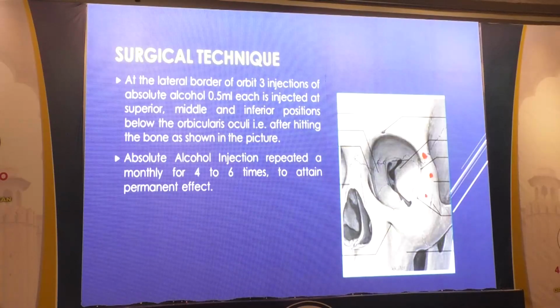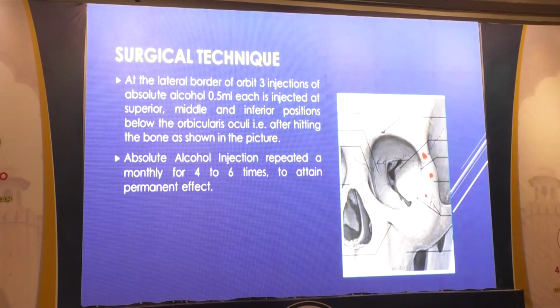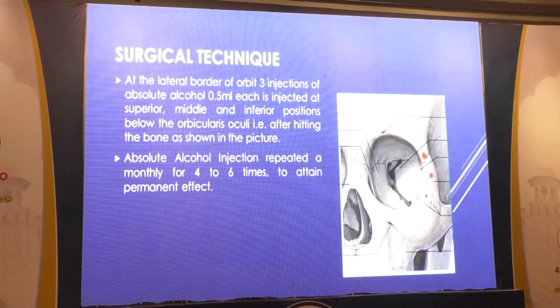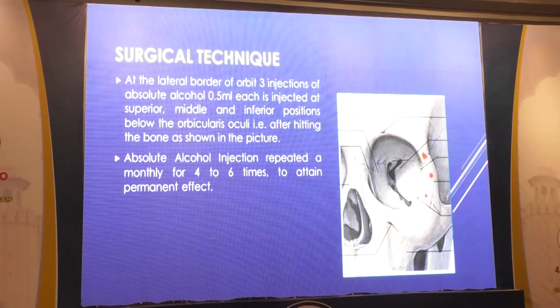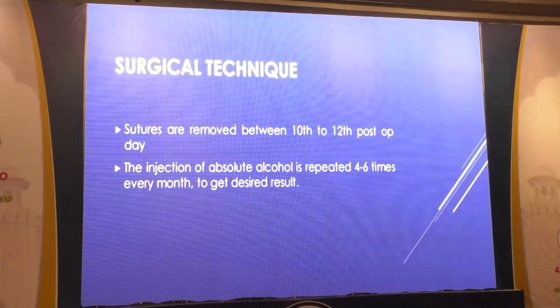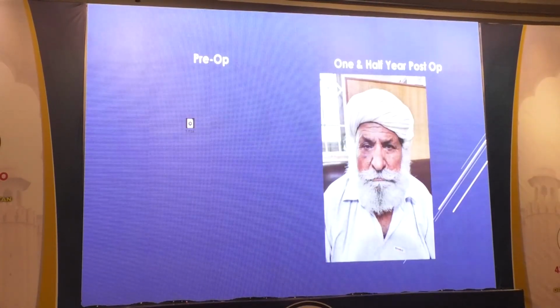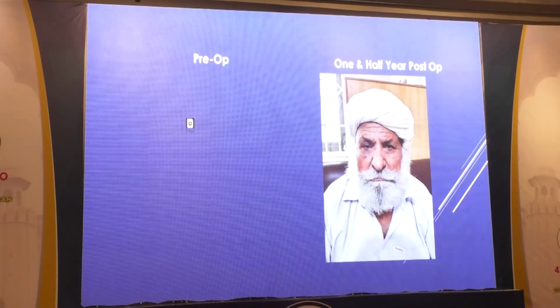This injection was given at the time of surgery, and then it was repeated every month, 4 to 6 times. Because there was a recurrence, it was repeated 4 to 6 times. With this treatment, we have excellent results. Now, you will be surprised, I have very few complications.